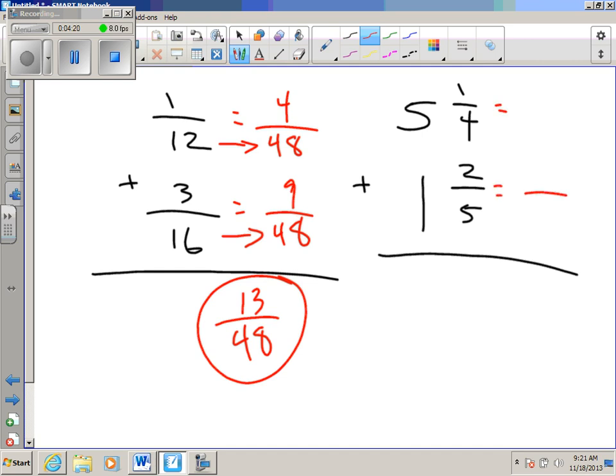Over here, between a 5 and a 4, what's the first thing that jumps out at you? 20, which also happens to be your LCD. So times 5 is 5, times 4 is 8. 5 plus 8, and 6.